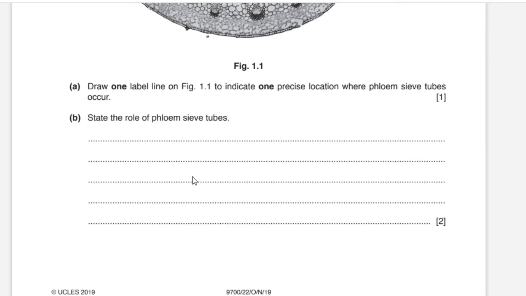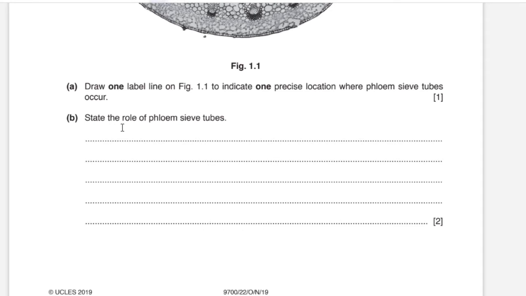So these sieve tubes transport assimilates, which are basically substances like sucrose and amino acids dissolved in phloem sap, and they are transported from source to sink. So source would be the area where they are produced or where they have been stored, and sink would be the area where the assimilates would be used up.